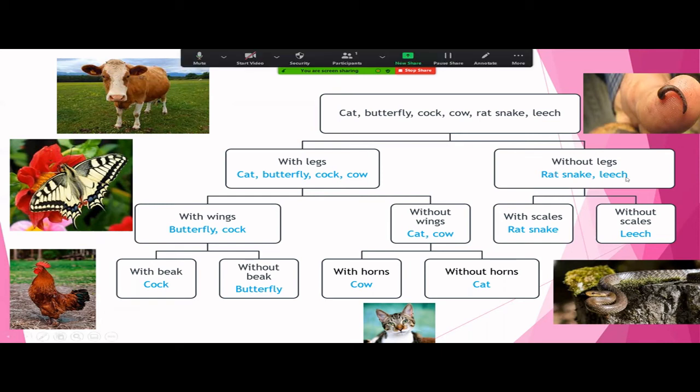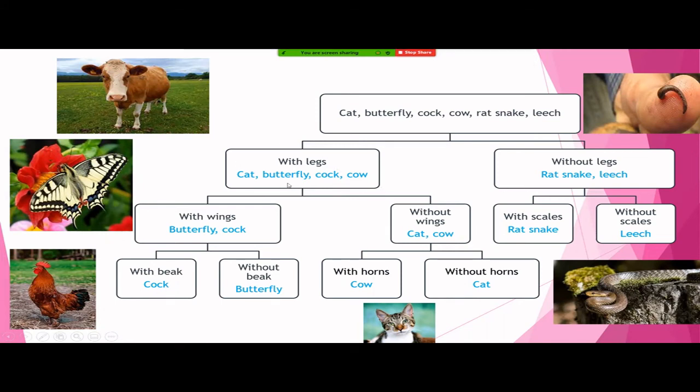So these two animals are not having any legs. So if you think about these four animals, two of them have wings, right? Two of them don't have wings, right? So with wings, butterfly and cock. Without wings, cat and cow, right? You can tell with four legs, without four legs. That categorization also you can do here.